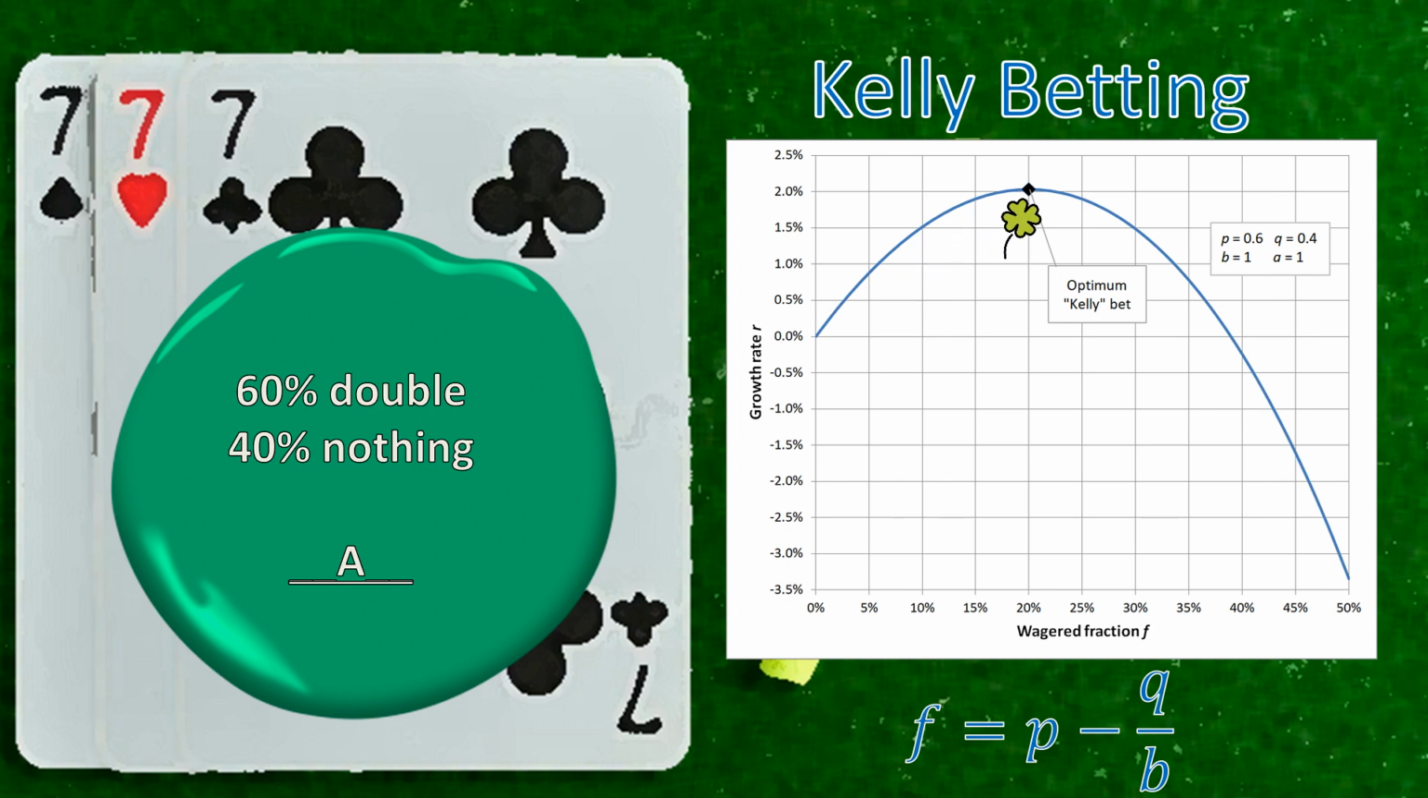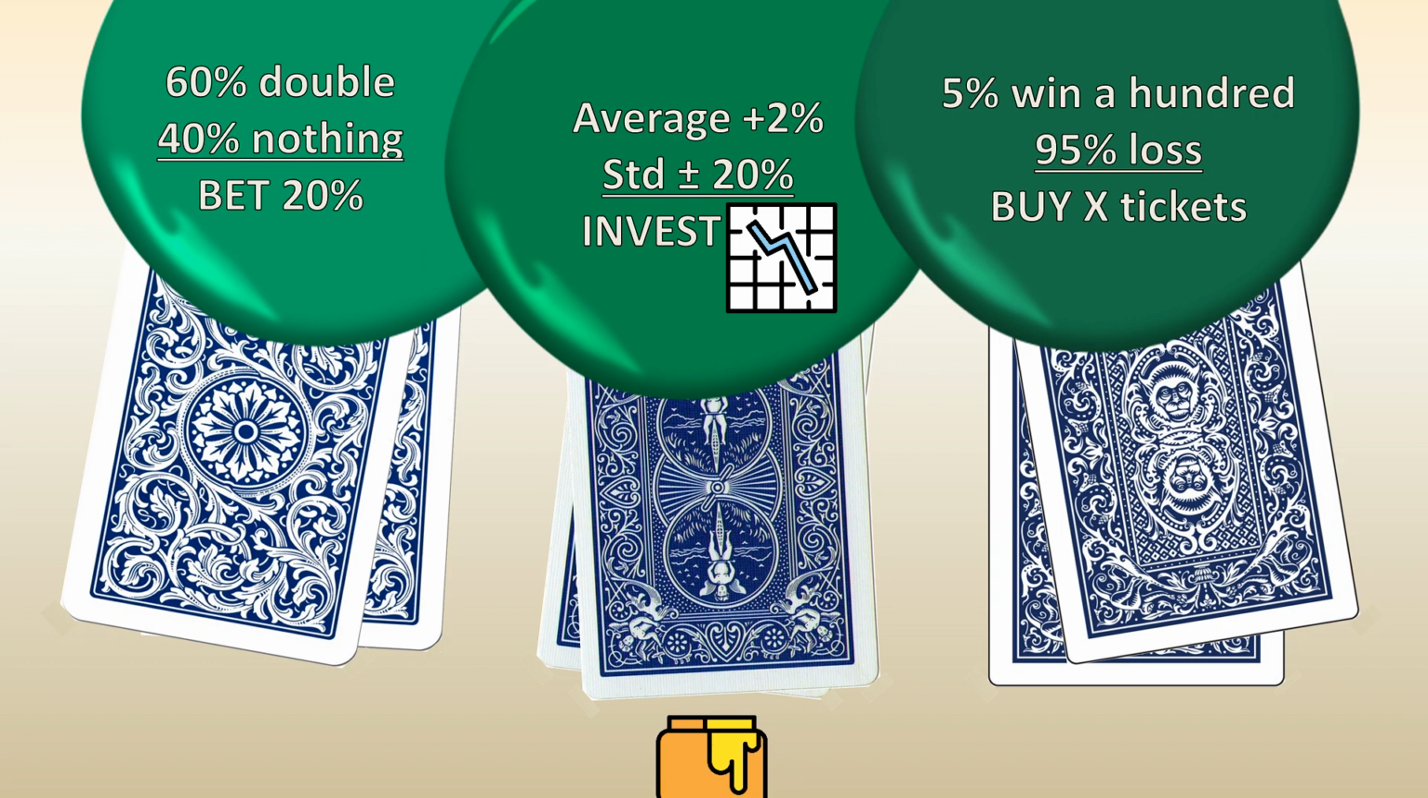The curve also shows that if you bet more than about 40% of your savings each time, you are all but guaranteed to lose all your money. So for bet A, the answer is that you should bet 20% of your money for each round of betting.